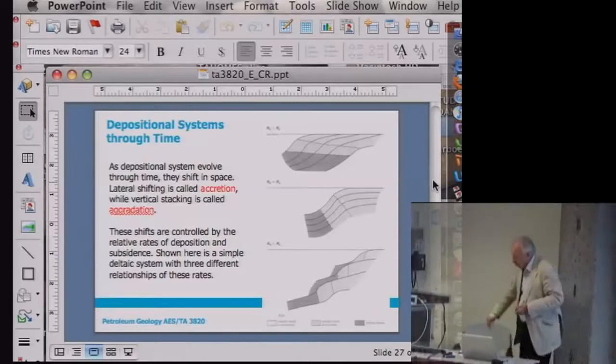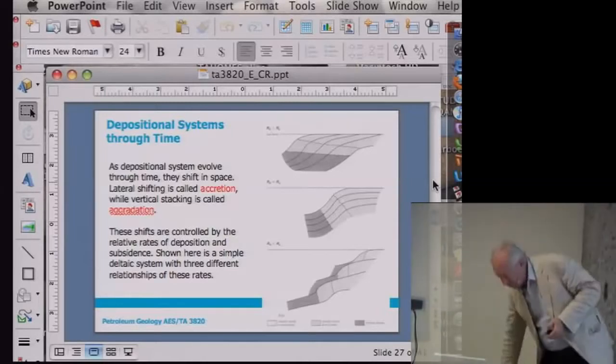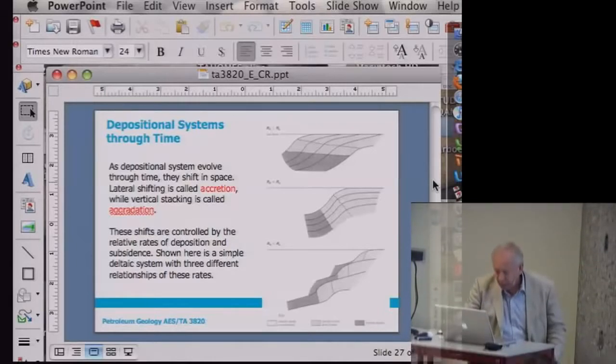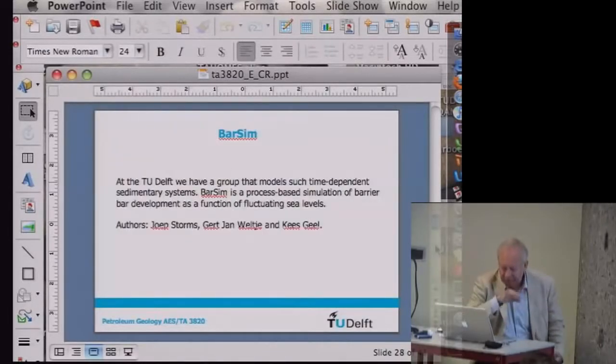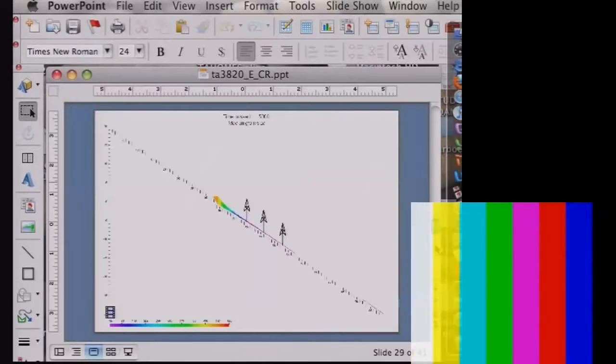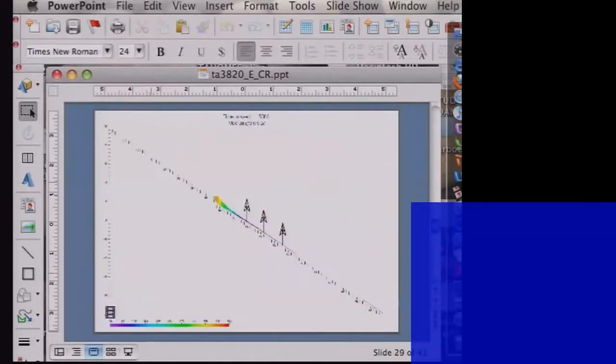All right, but I told you, this is really something that has been clarified by modeling, and so here we are very active in doing research on this in the geology group, and this is a software called Barsim, which I'll show you in a minute. I hope I see that. Let's see, I want to see the bar below, and I'm not sure I'm going to see that, so I can show you the very slow. All right, here we go.